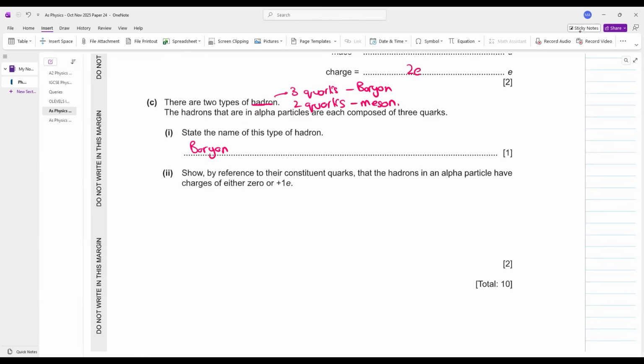Okay. Show by reference to their constituent quarks that the hadrons in alpha particles have a charge of either 0 or +1.